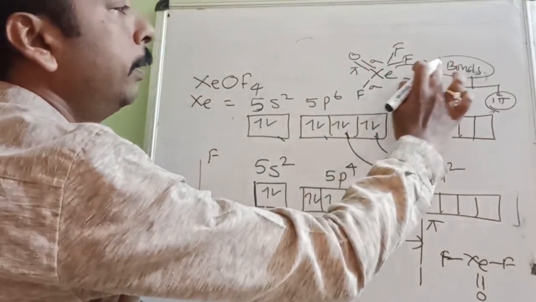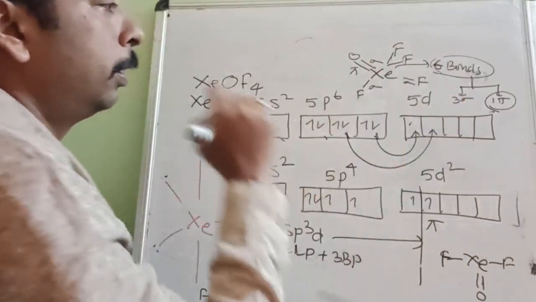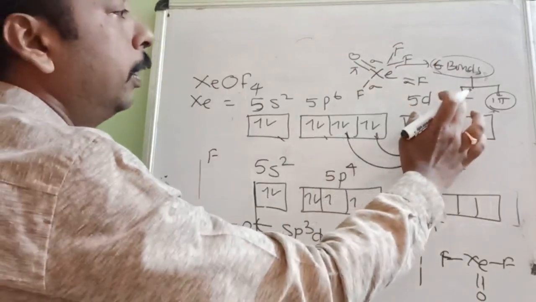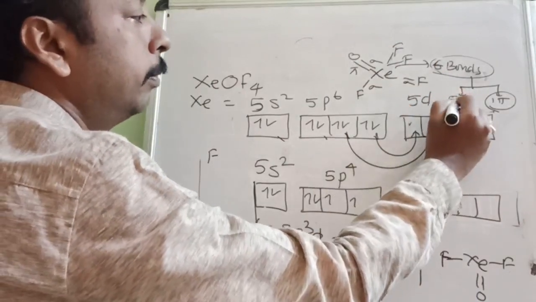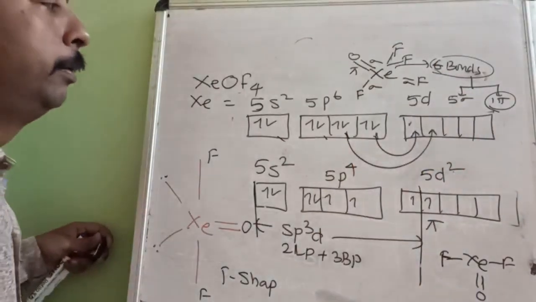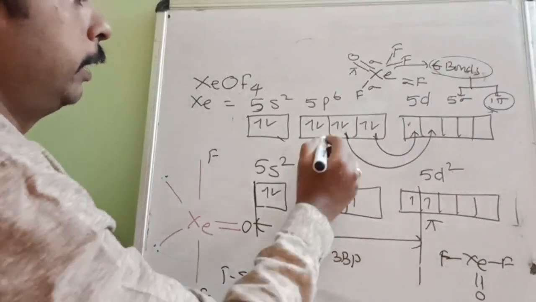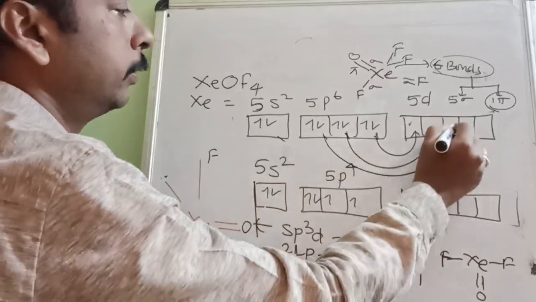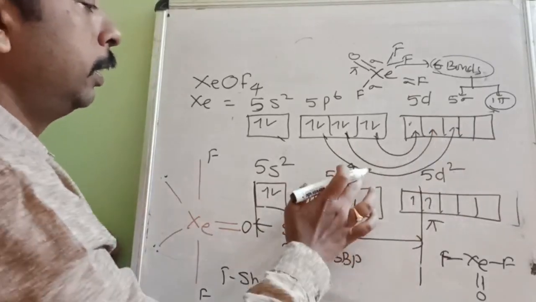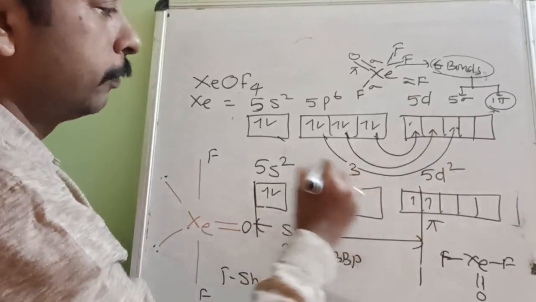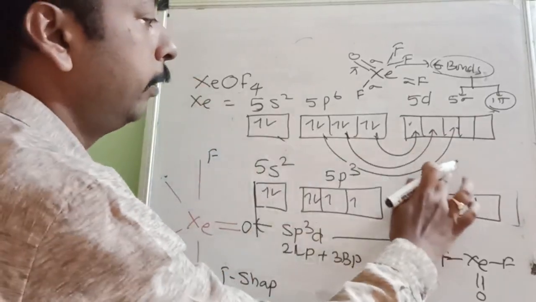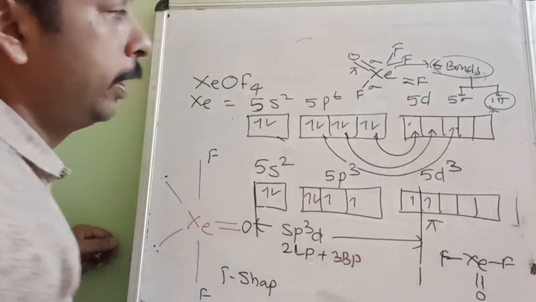So now how many bonds? 6 bonds. Out of 6 bonds, 5 will be sigma bonds and 1 will be a pi bond. So a total of 6 unpaired electrons I should provide. So I will make this also go that side. This 5p4 will become 5p3 and 5d2 will become 5d3.